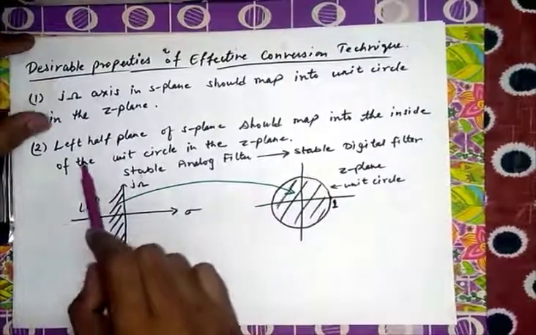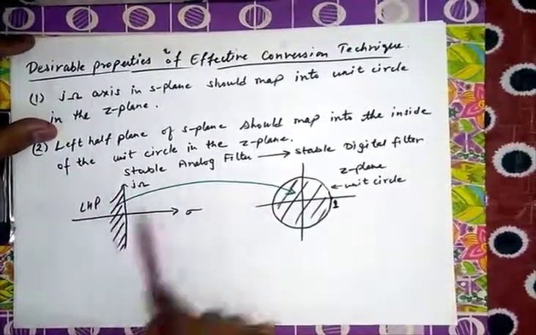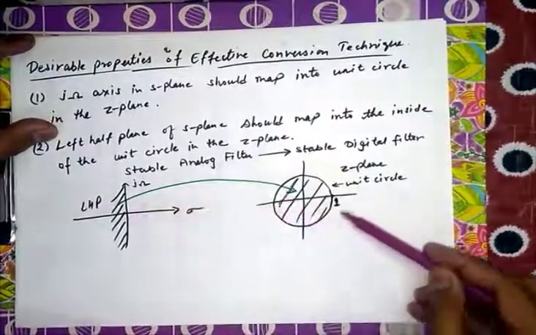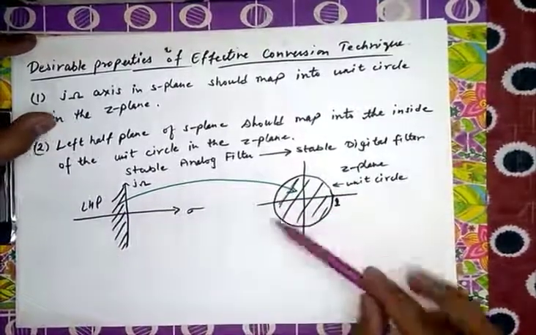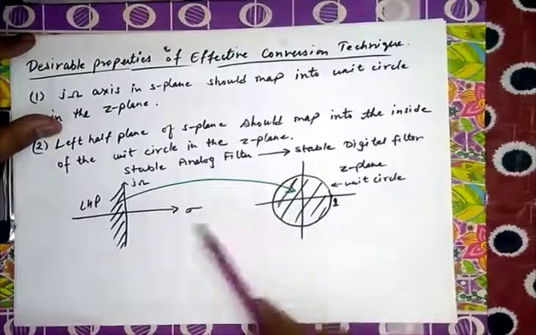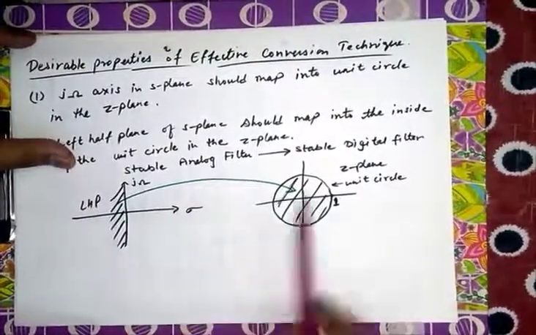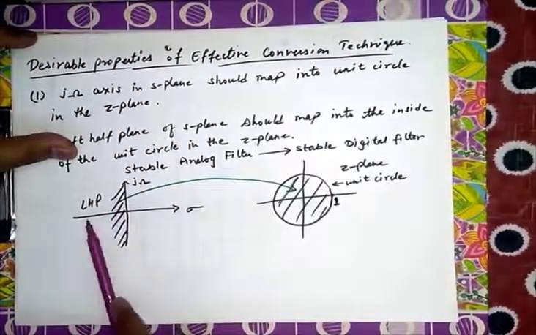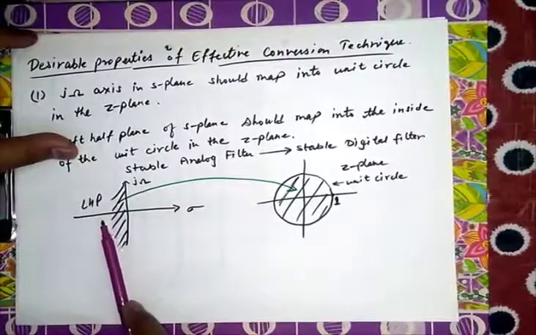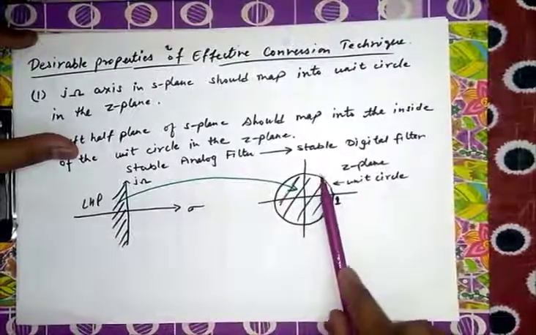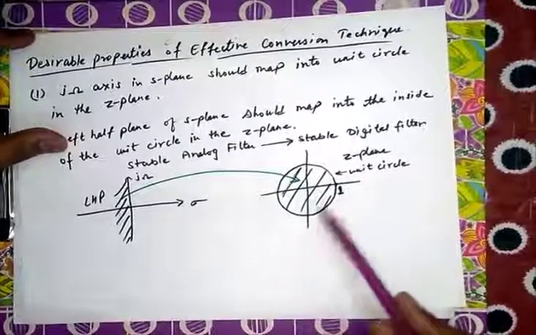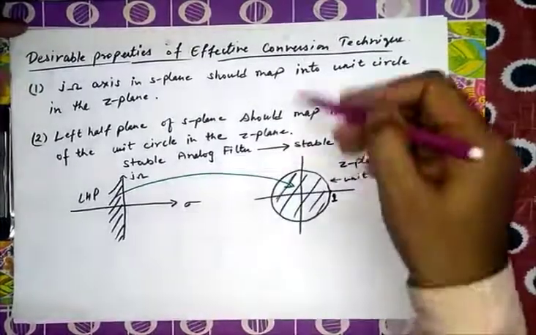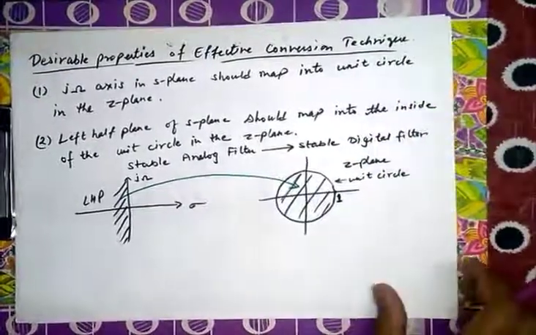In the second desirable property, the left hand side of the S plane should map into the inside of the unit circle. The axis should be mapped on the unit circle, and the left half plane should map inside the Z domain circle, so that a stable filter in the analog domain is a stable filter in the digital domain, because we know that poles on the left hand side mean a stable filter, whereas if poles are inside the unit circle in the Z plane, then it is also a stable digital filter. So these are two desirable properties of effective conversion techniques.